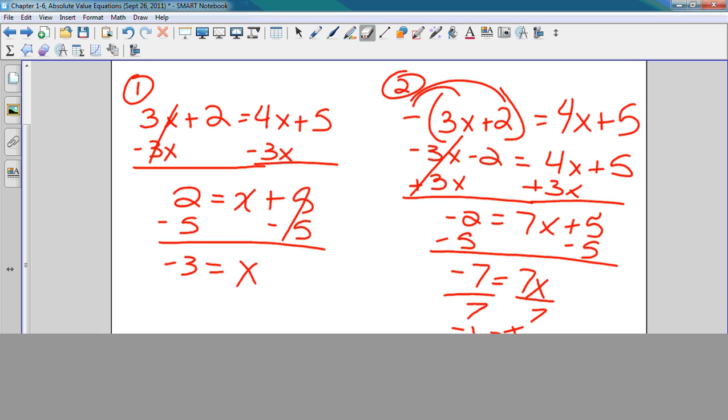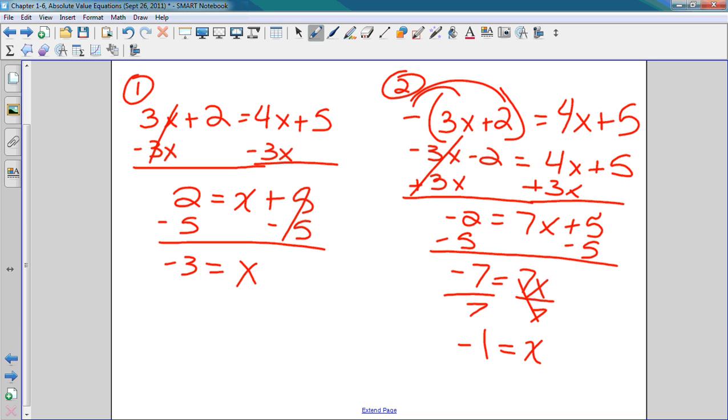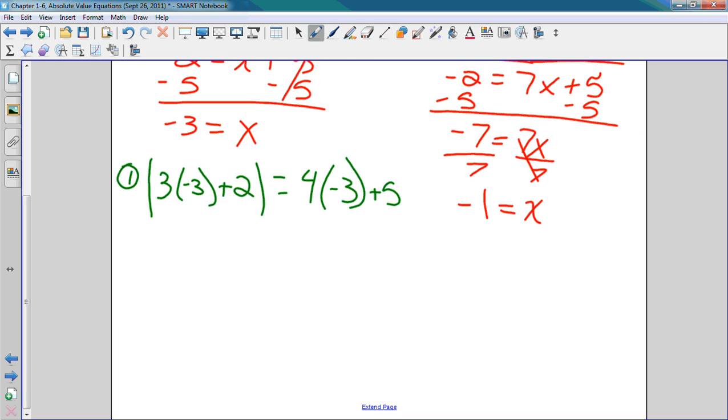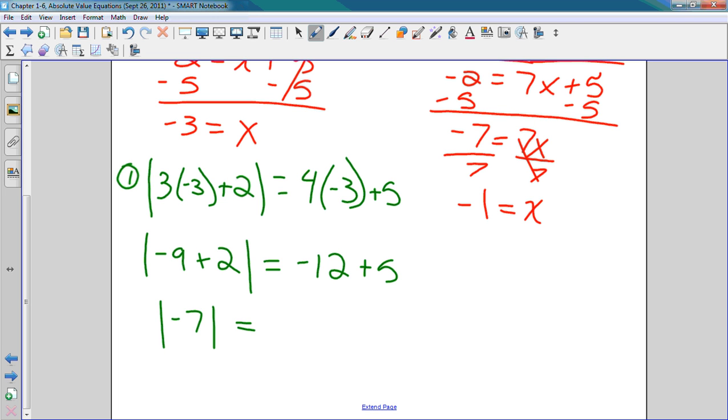Now what? Check. I have to check it. Make sure you do not have a solution that doesn't work. So go back up to your original problem where I had number 1, the absolute value of 3 times -3 plus 2 equals 4 times -3 plus 5. So on here I'm going to get -9 plus 2 equals -12 plus 5. This gives me the absolute value of -7. You mean, this gives me -7.